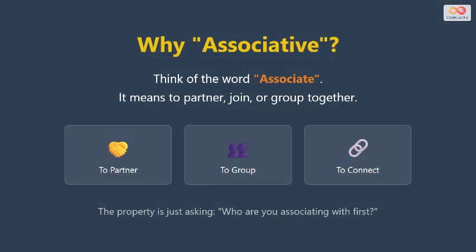You might wonder why it is called the associative property. Think about the English word associate. It means to partner with or hang out with a group. In math, this property is simply asking which numbers are associating or grouping together first. The name tells you exactly what the property is about.